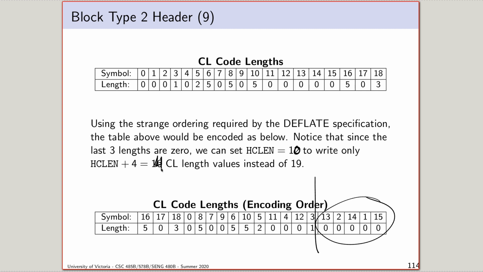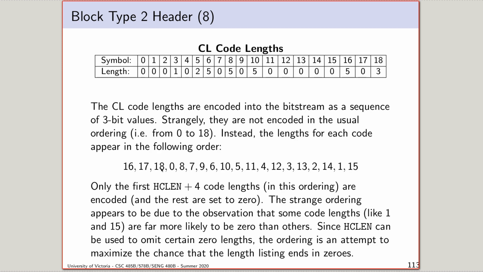So it turns out the reason that the encoding order is so bizarre is that if we rearrange them into this order, we tend to put, on average, the code lengths that are least common and are most likely to be 0, the symbols that are least likely to be used, at the end. So think about this. CL symbol 1, which is the second to last thing, and CL symbol 15, what do those mean? Well, symbol 1 is used when you're encoding a code length of 1 in your LL or distance code table. 15 is used when you're encoding a code length of 15.